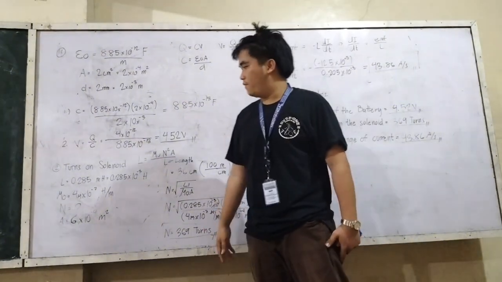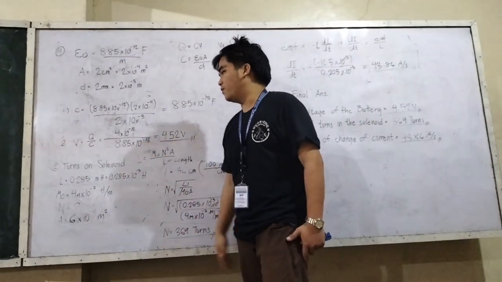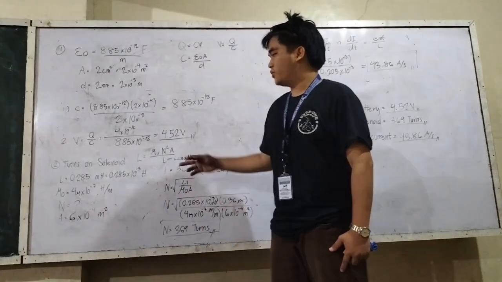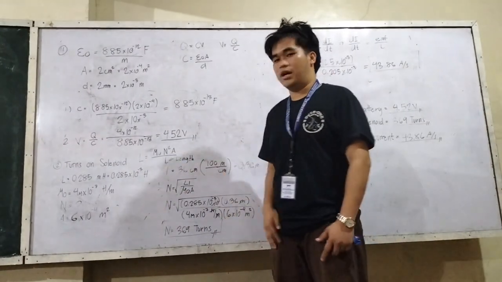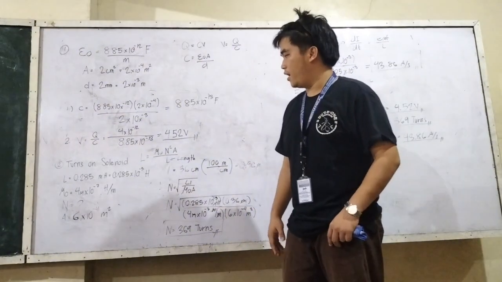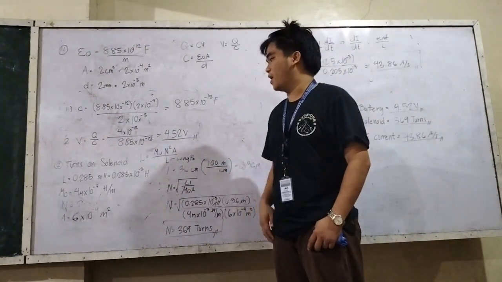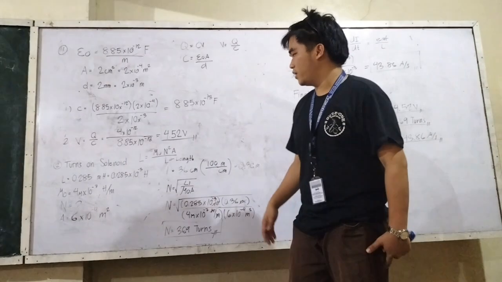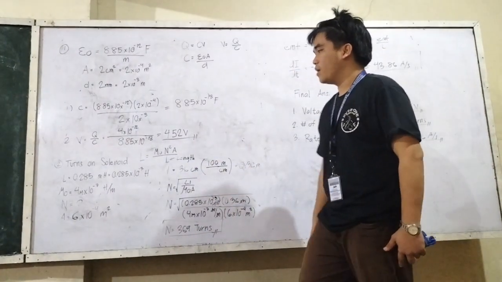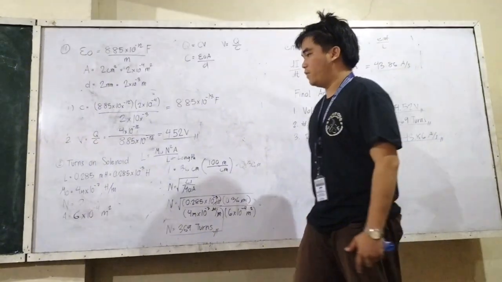So number 2, we have this formula, V equals Q over C. So substitute the value. So we have 4 times 10 raised to negative 12 over 8.85 times 10 raised to negative 13. So the final answer is 4.52 volts. So number 2, we have to solve the inductance.